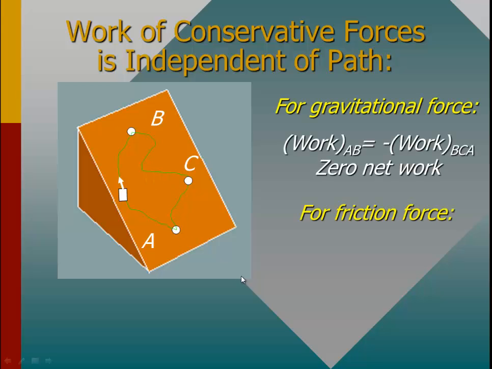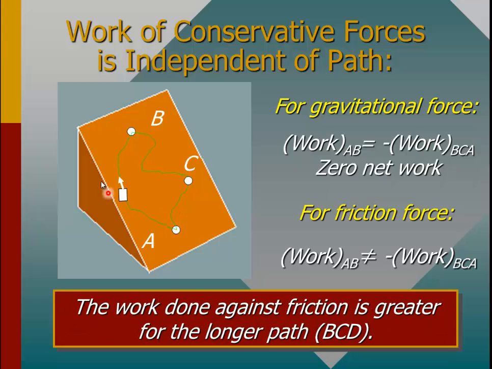So for gravitational work, there's zero net work, but for frictional forces, that's not true because the different distances give us different displacements, which means there's going to be different amount of work lost to friction. So the work done against friction is greater for the longer path BCD. So depending on the path, it's going to change the amount of work lost to friction.